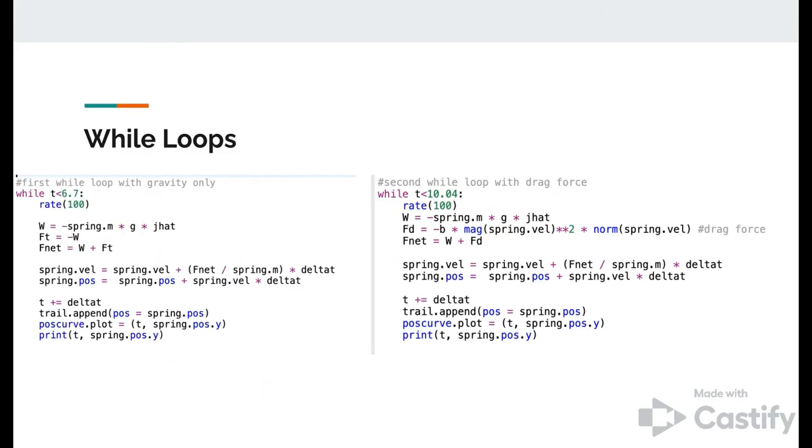So we have two while loops, one with gravity and one with drag force. For both of them, we basically just update the net force, which to the left is the tension plus the gravity, and to the right is the tension plus the drag force. Then we have to update the velocity and the position, and then we have to plot it.